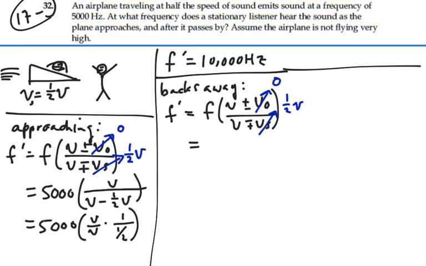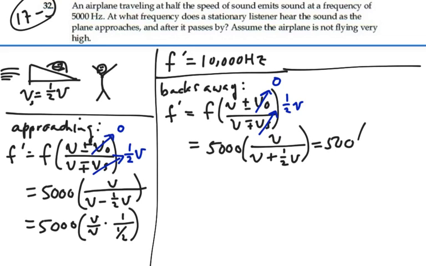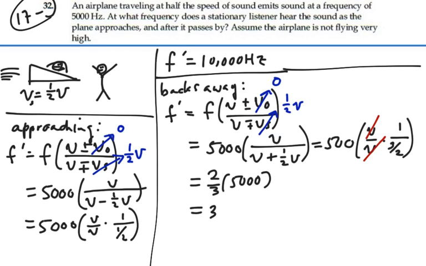And we have that this is equal to 5,000 times the velocity of sound over the velocity of sound. We're going to have plus because it's backing away, so we're going to use the bottom plus sign, 1/2 the velocity of sound. This is equal to 5,000 times the velocity of sound over the velocity of sound times 1 over 3/2. So this is going to be 2/3 times 5,000, or 3,333 hertz.